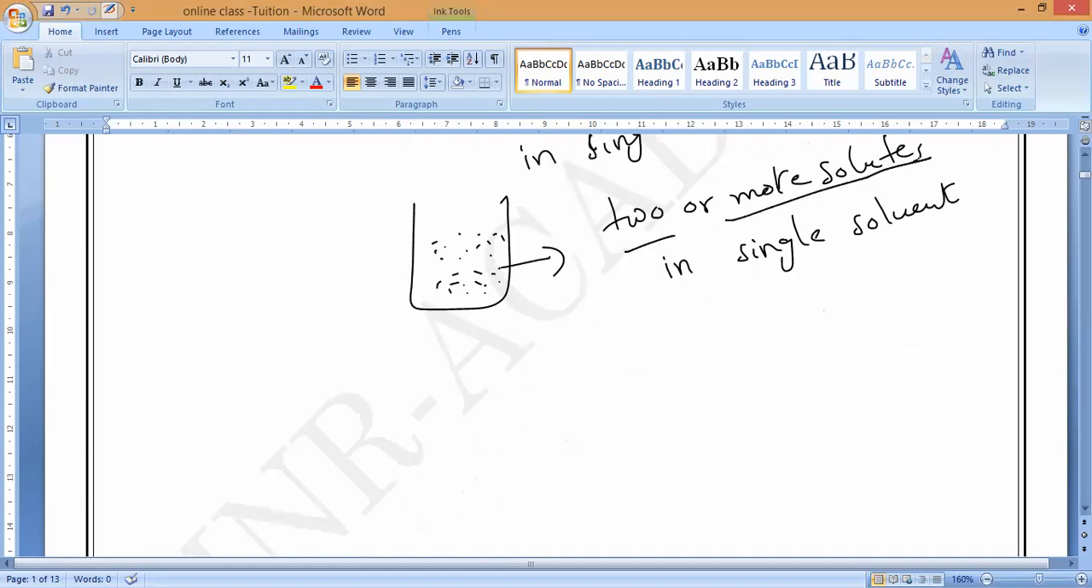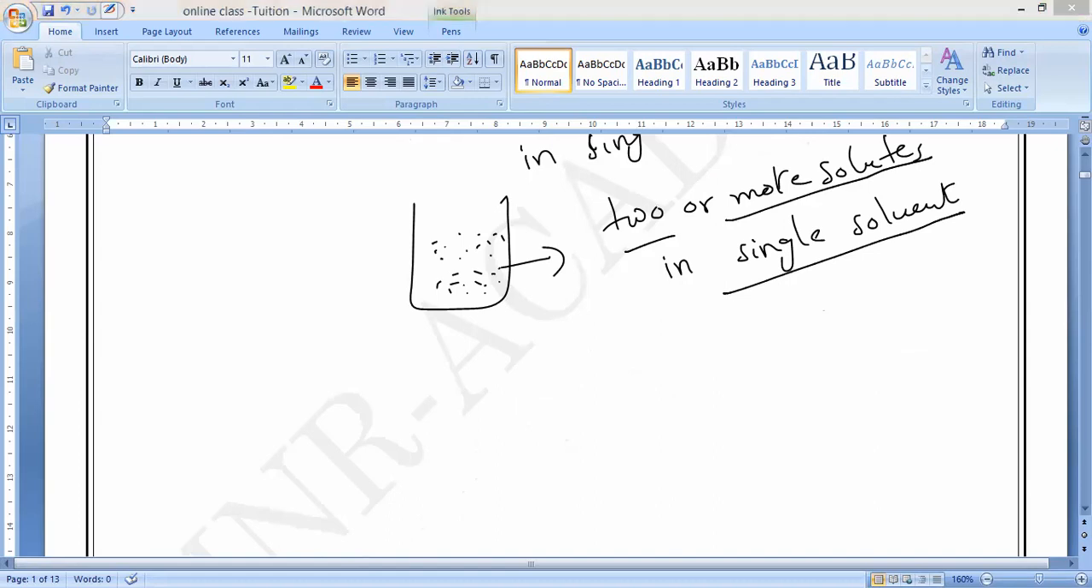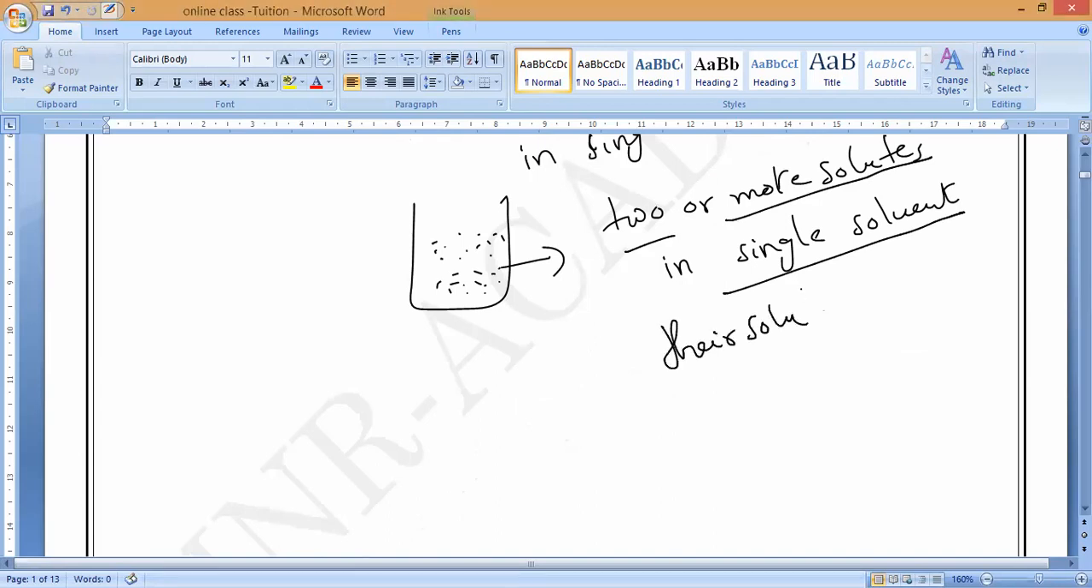Two or more solutes in a single solvent have different solubilities. They are different. That is what you should remember: their solubilities may be different.